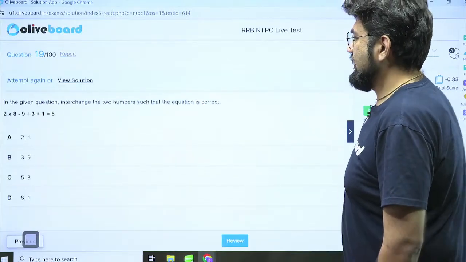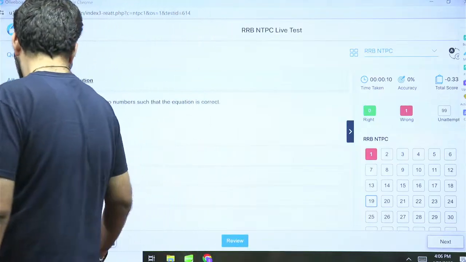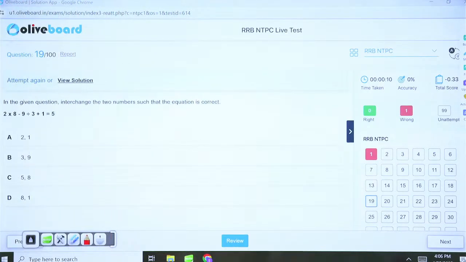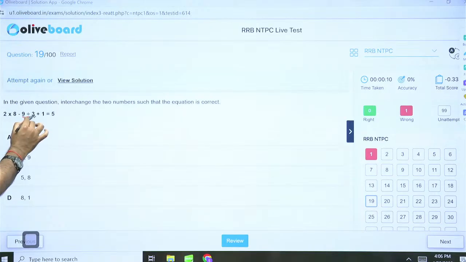Interchange the numbers so that the equation is correct. Okay, firstly check what is going wrong. So 9 divided by 3 is 3 and this is 16. 16 minus 3 plus 1, this can never be 5. Now, for it to become 5, this is where I think we should change. If we change 2 and 1, so this will straight away from 16 will become 8. I think that might make some sense.